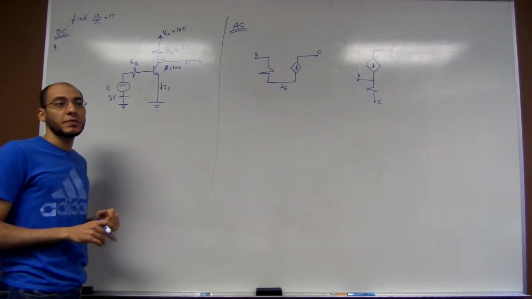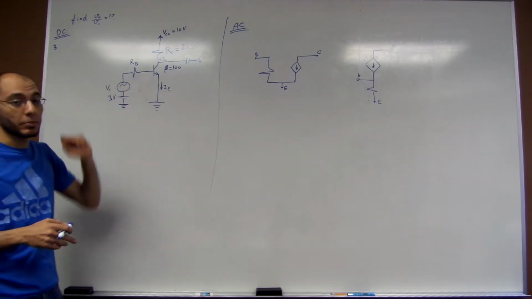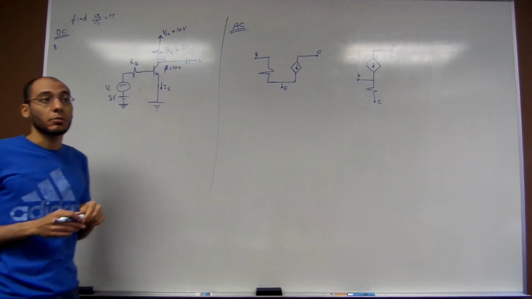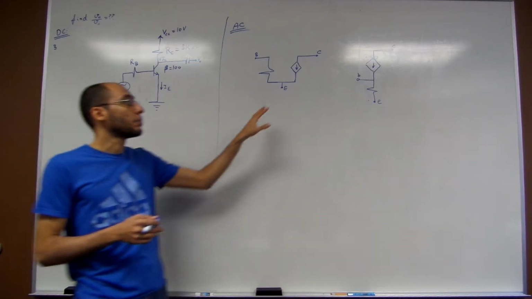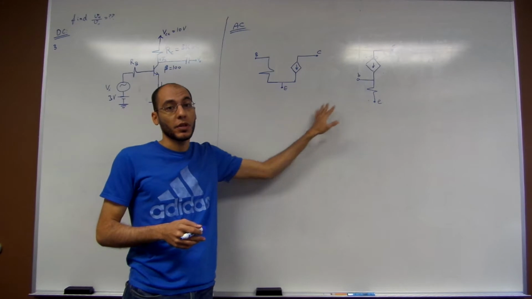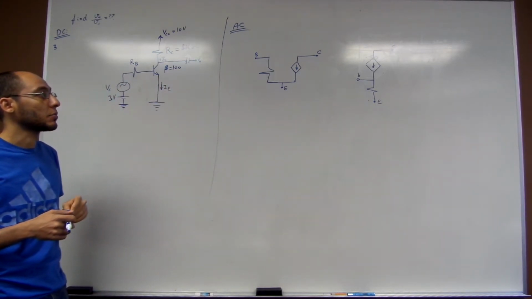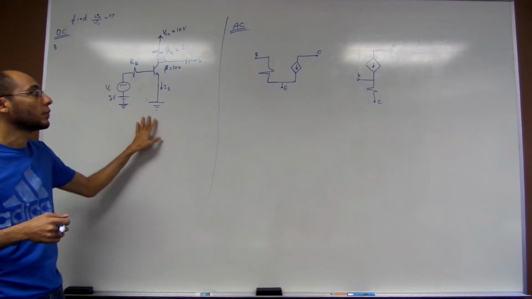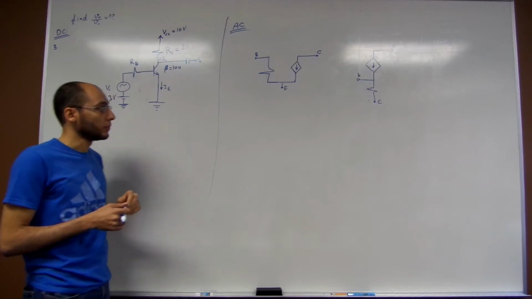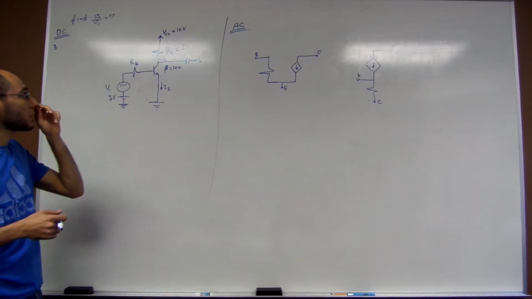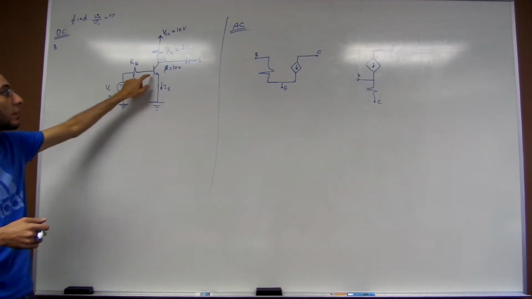Hello everyone, so in this video I'm going to solve two BJT examples, and I'm going to teach you how to choose between the pi model and the T model, which one of them is the one that you should be using as a small signal model when you want to solve for a BJT example. Okay.